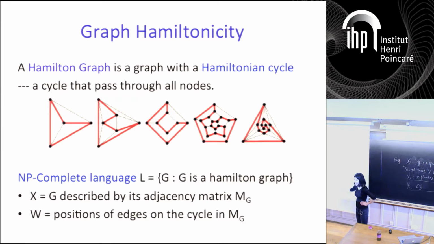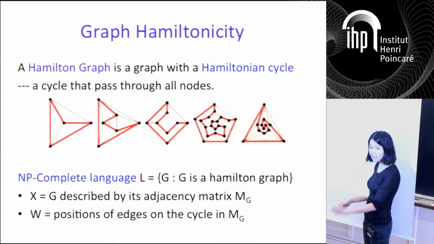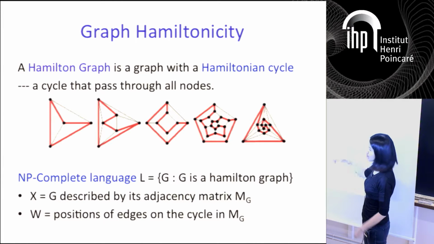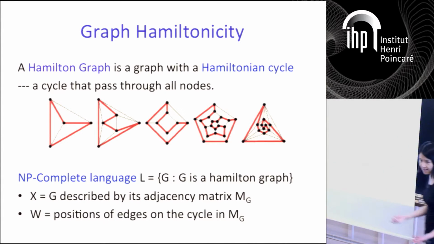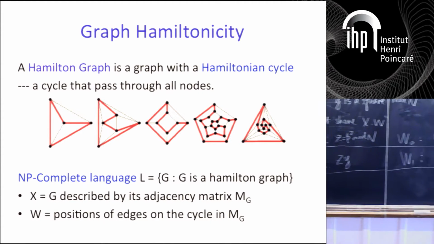The question is the following. Given a graph, tell me whether it is a Hamilton graph or not. So the statement is going to be a graph, and we're going to describe it using its adjacency matrix. And the solution to a true statement is simply the position of the edges that are on this cycle. If I tell you what the edges on the cycle are, you can easily verify that this is a Hamiltonian cycle.